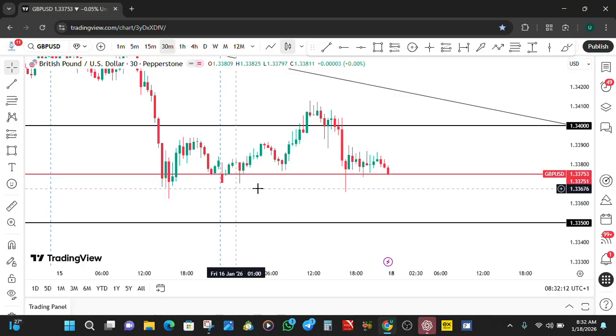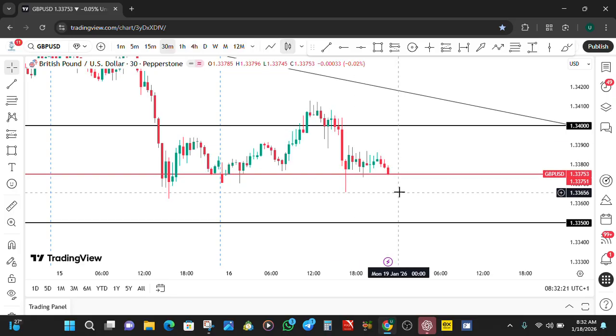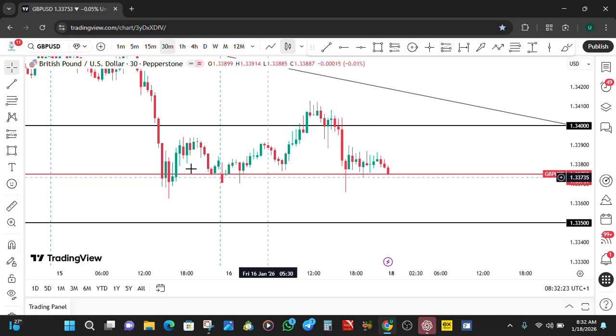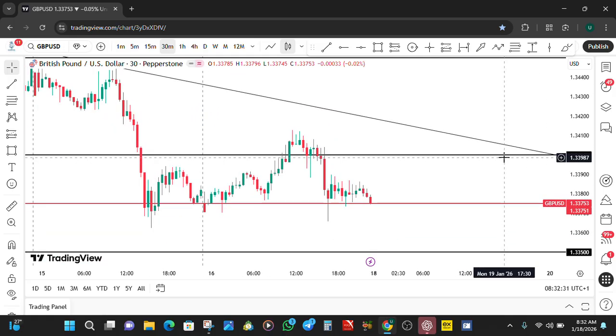You see how they are bouncing off this level. You see how they are bouncing off this level. So we'll see a spike to the downside to break this level, come down a bit, retest here, or retest the trend line before we see a slash to the downside.